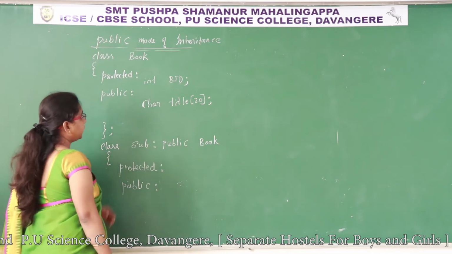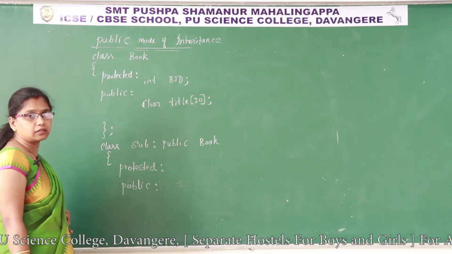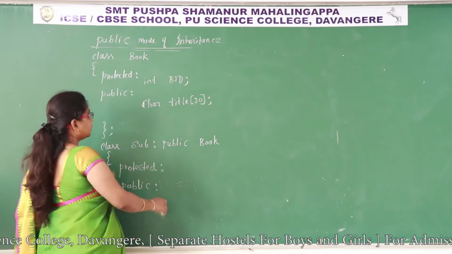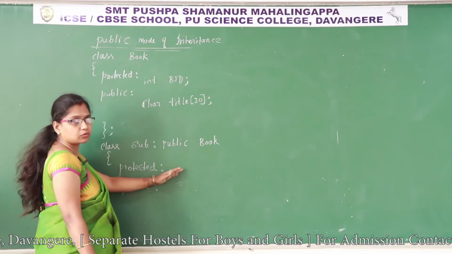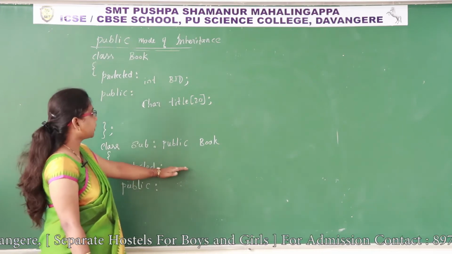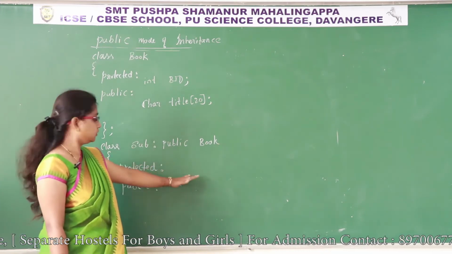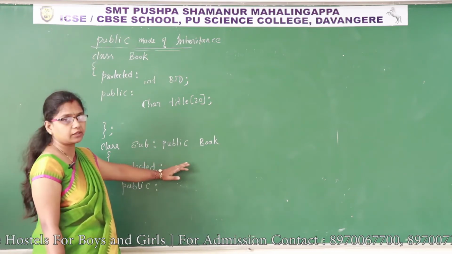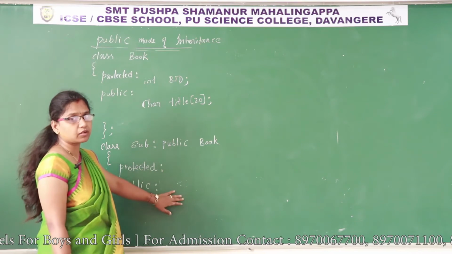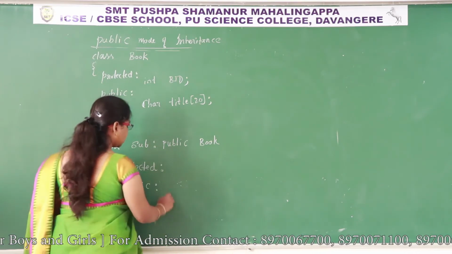Now I want to access BID and title. How to access? You all know BID is inherited to the protected section of the derived class. So now what you understood, the protected section contains BID and the public section contains title. To access a private or protected data, we must take a member function in the class. I'll take a member function here.